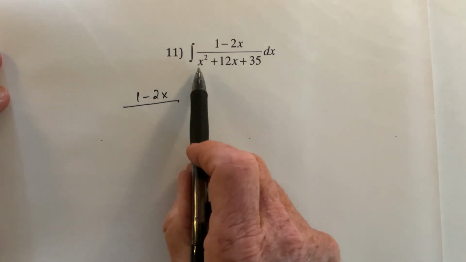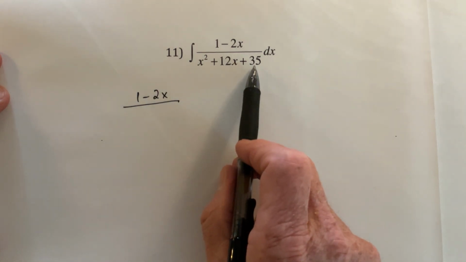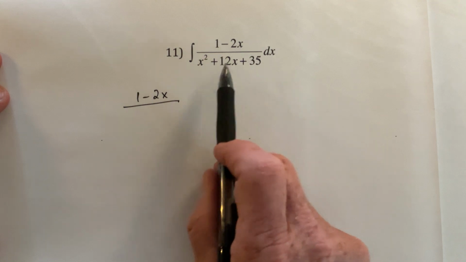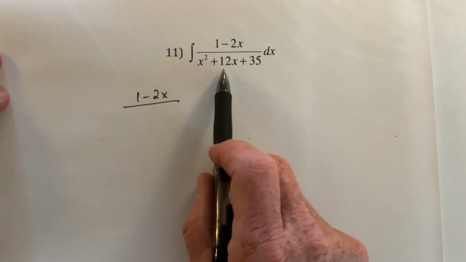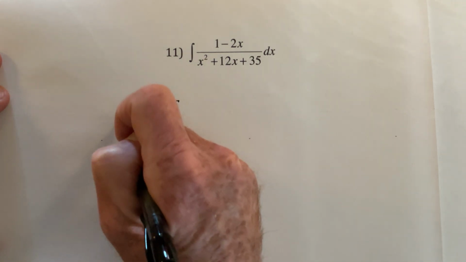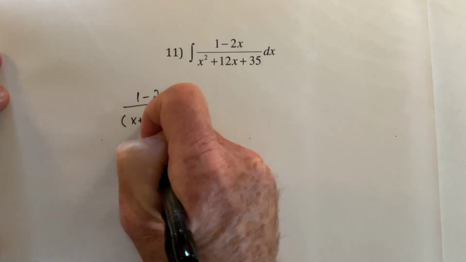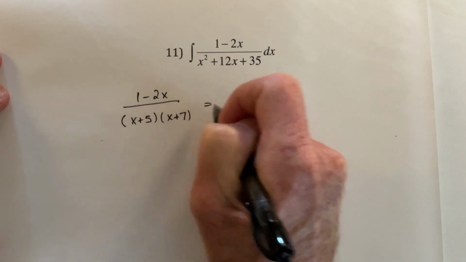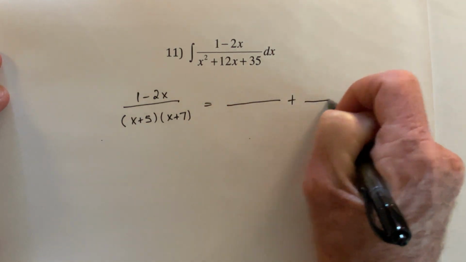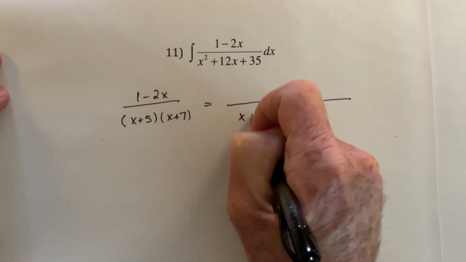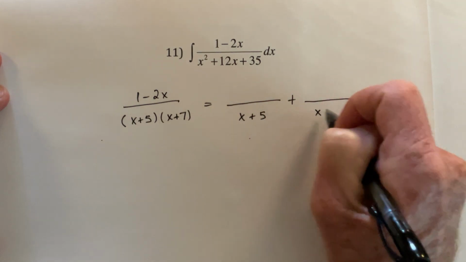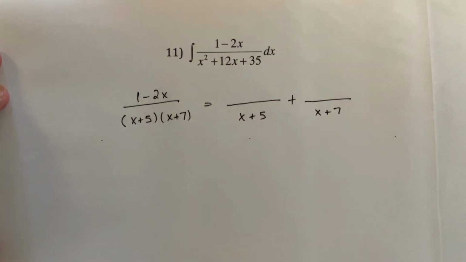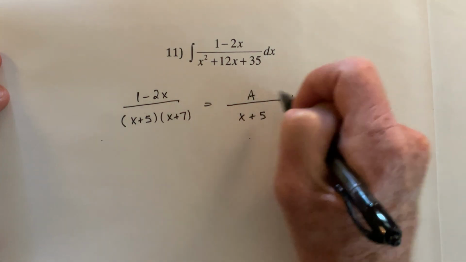So factor the bottom. I need two things that multiply to be 35, and they're going to have to add up to 12. That sounds like the job of 7 and 5. And then that can be split into two fractions. One's denominator is x plus 5. The other one has the denominator x plus 7. And since I don't know what the numerators are, I'll just call them a and b.